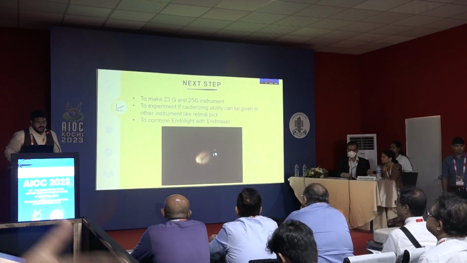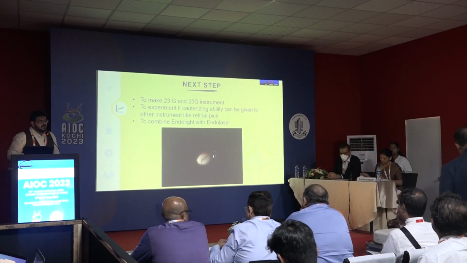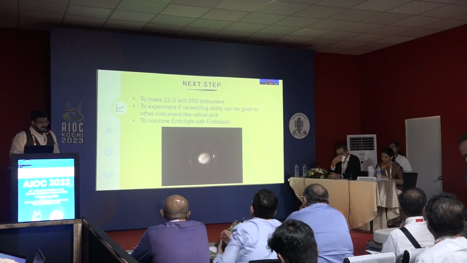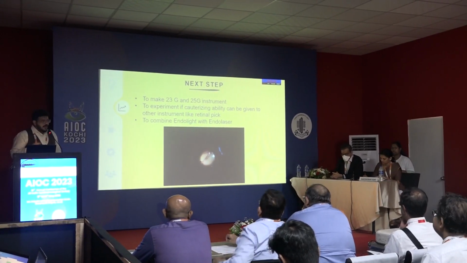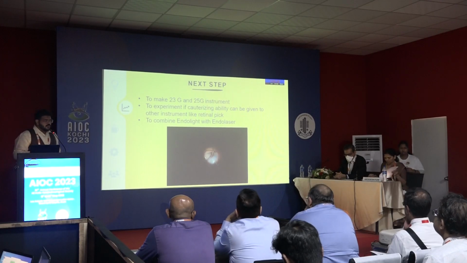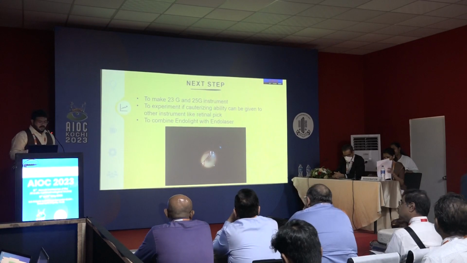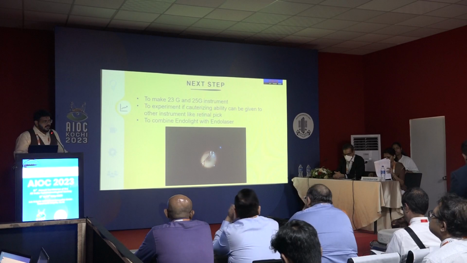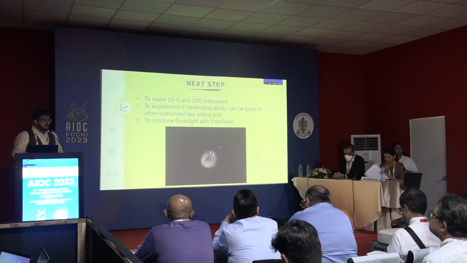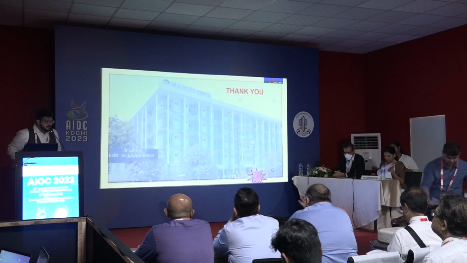So now we are going on to make 23 and 25 gauge instruments, and we are also trying to give cauterizing ability to other instruments like the retinal pick. As you can see in the video here, we are also working on making endolight and endolaser together, so that laser can be delivered with the endolight itself and one of your hands is free. Maybe you can indent with one hand and then illuminate and laser at the same time. You don't need an assistant. So we are working on that as well. Thank you.